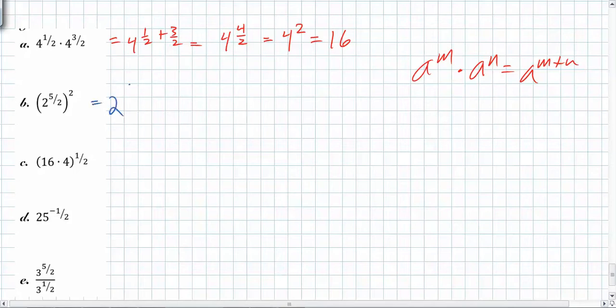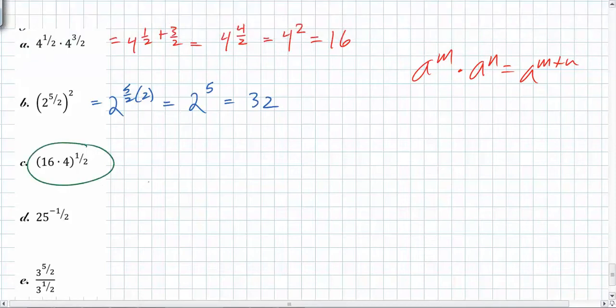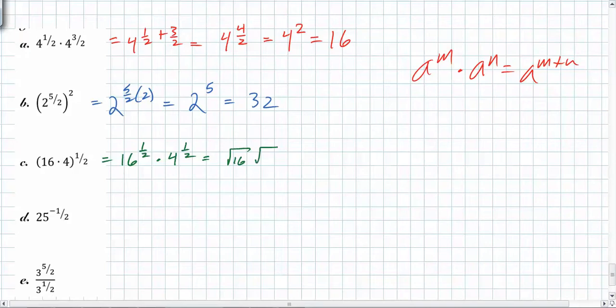So this one right here, what do you do with that 2? Multiply it. So that's 2 to the 5/2 times what? What's 2 to the 5/2 times 2? 2 to the 10/2, which is 2 to the 5. What is 2 to the 5th? 32. Excellent. What about this right here? What do you do with that 1/2 power? You distribute it, so it's going to be 16 to the 1/2 times 4 to the 1/2. So that's the square root of 16 times the square root of 4. What's the square root of 16? 4. And what's the square root of 4? What's 4 times 2?